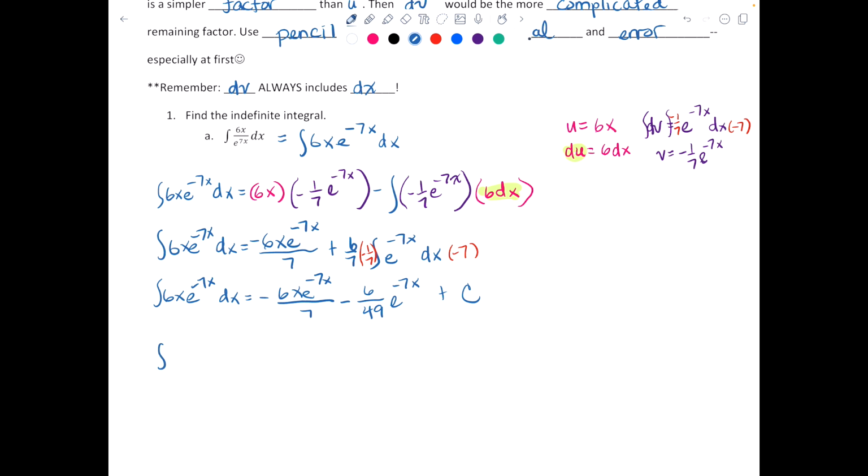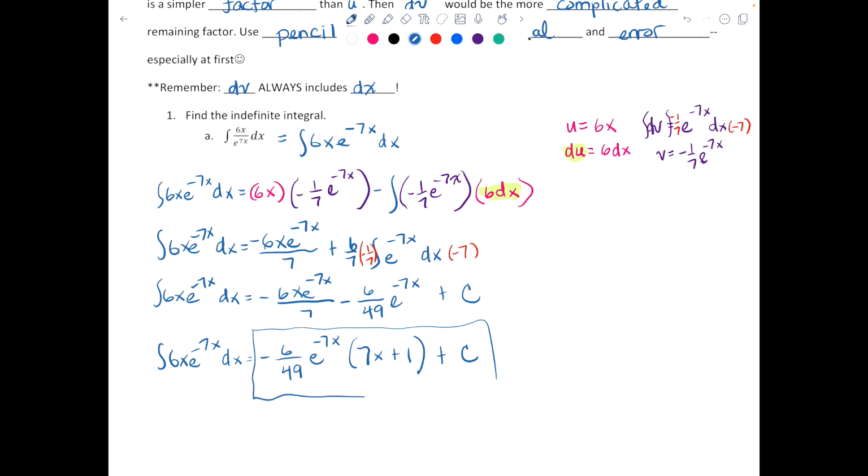Might as well pretty this one up a bit. Integral 6x e to the negative 7x with respect to x will be, if I factor out a negative 6 over 49 times e to the negative 7x, I'll be left with 7x plus 1, and then I'll have my constant of integration, and we're all done. Pretty cool, right?